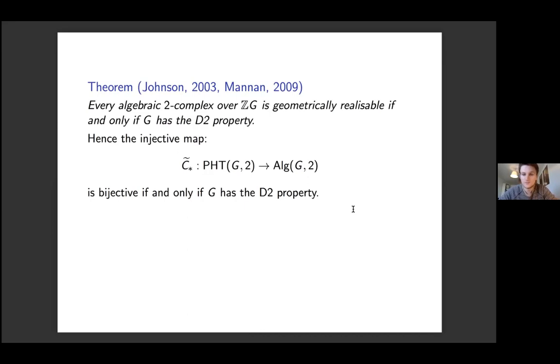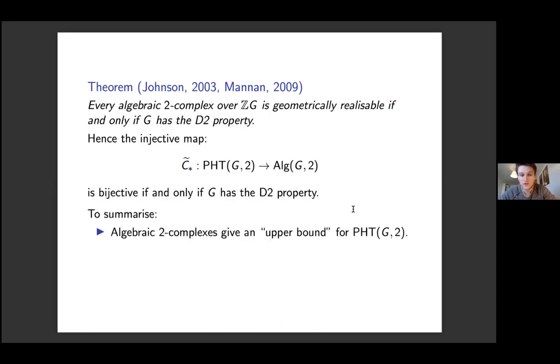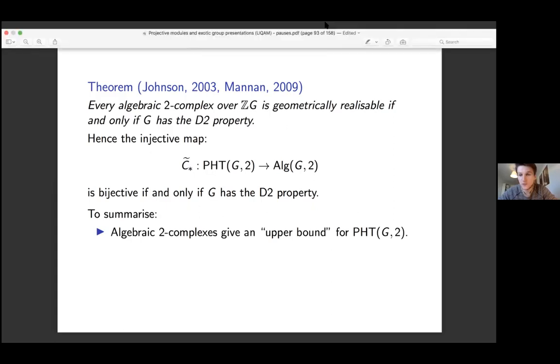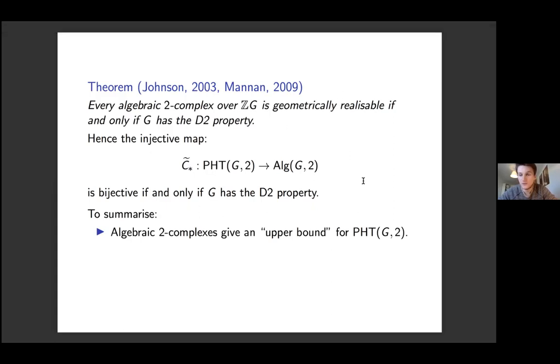Okay, so to summarize everything, since there's a lot of detail there, we need to just take away the following two things. The first thing is that algebraic 2 complexes give you a kind of upper bound for polarized 2 complexes.